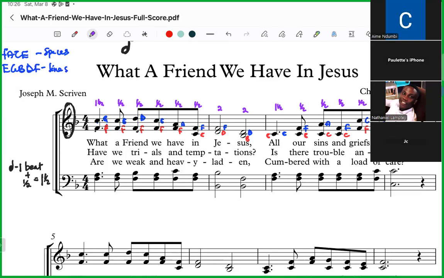Minim is just 1 beat. So minim goes 1, 1, 1, 1. Then the quavers is half. So 2 halves makes a 1. So the quavers will be a little bit faster than the crochet.